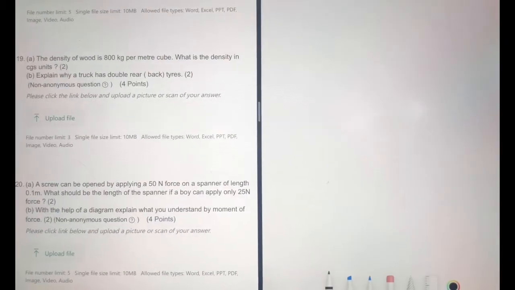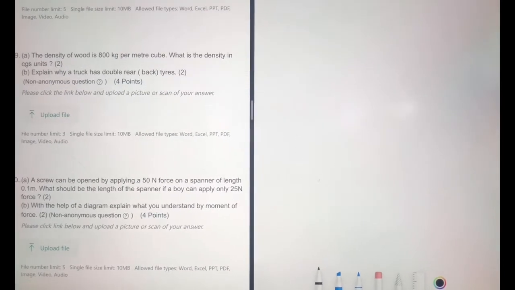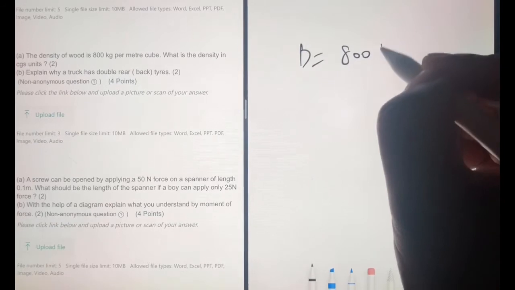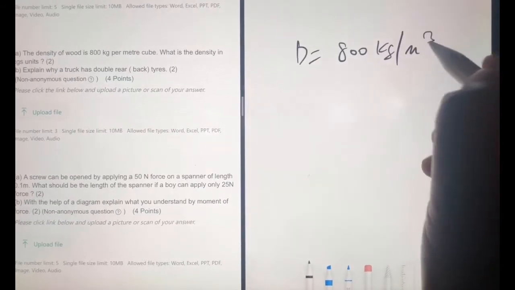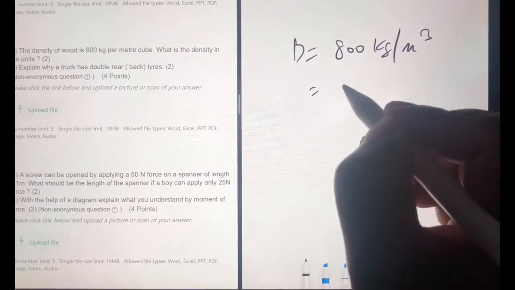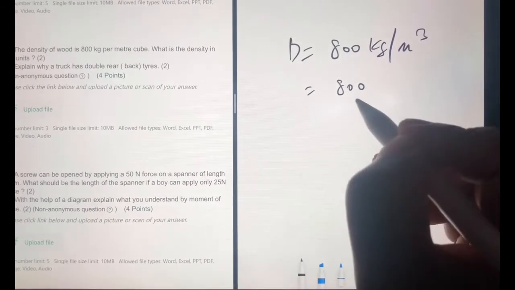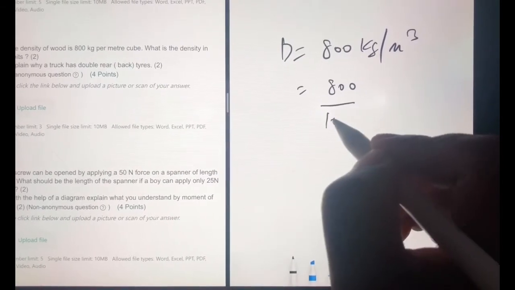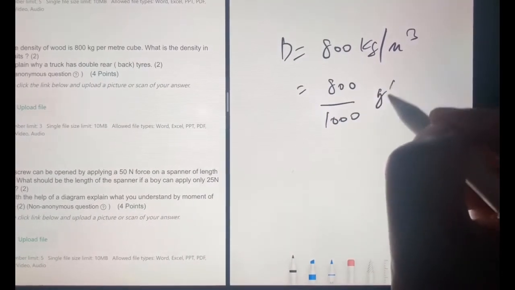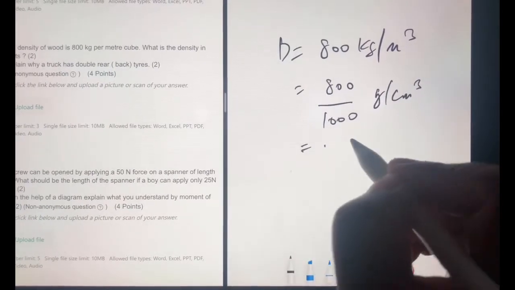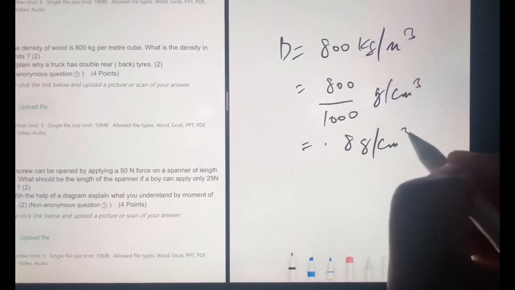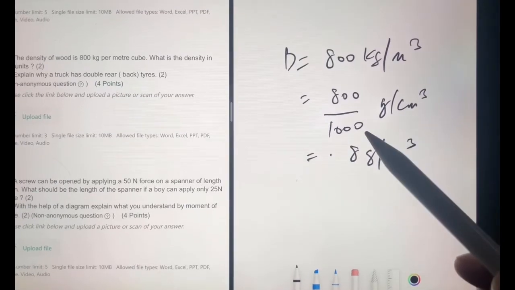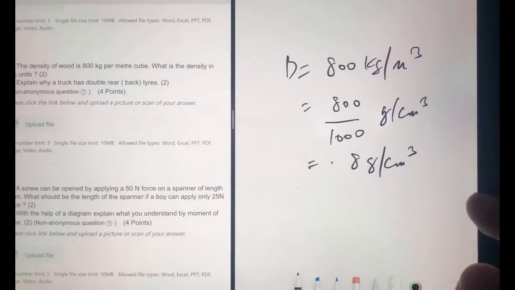The density of wood is 8000 kg per meter cube. So density is, sorry, not 8000, 800 kg per meter cube. So in CGS units, it is 800 divided by 1000 grams per centimeter cube. So that is 0.8 grams per centimeter cube. So why do we divide by 1000? This was explained in the class.